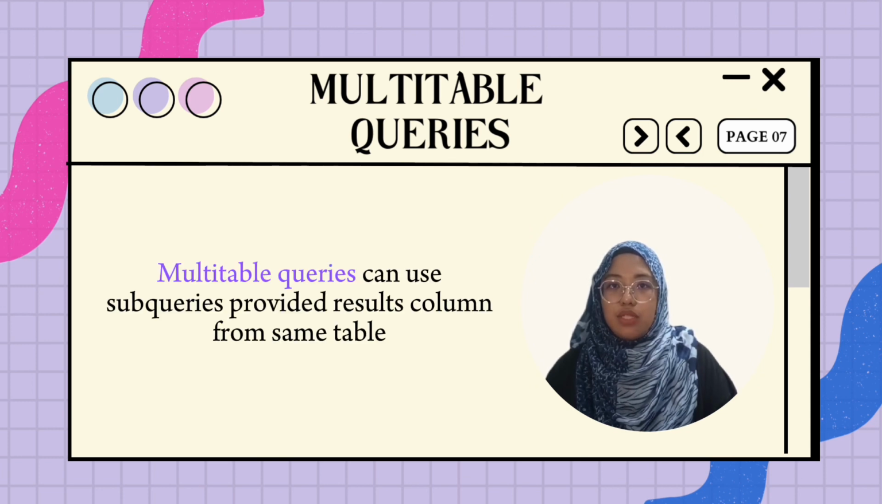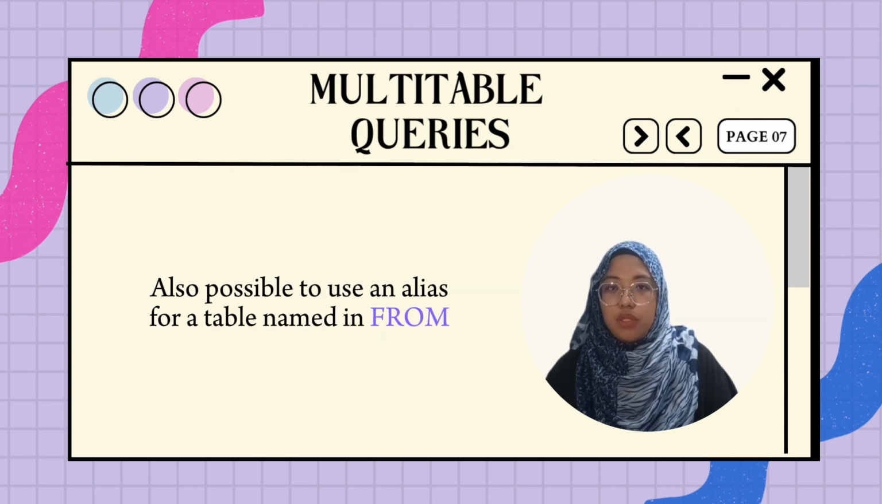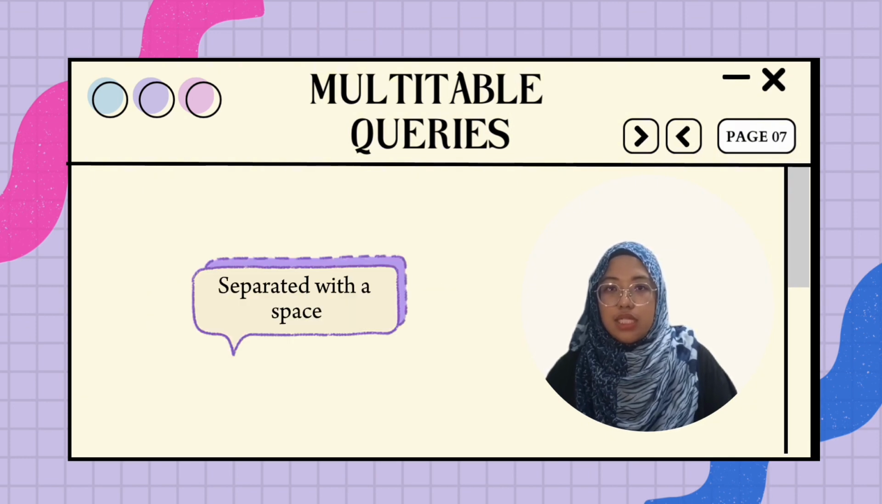Multi-table queries can use a subquery provided the result columns come from the same table. A multi-table query can also use an alias for a table name in the from clause. The alias is separated from the table name with a space.